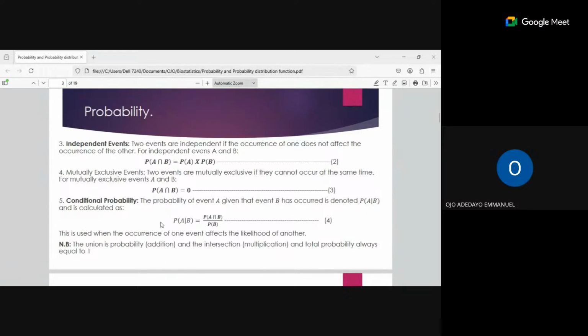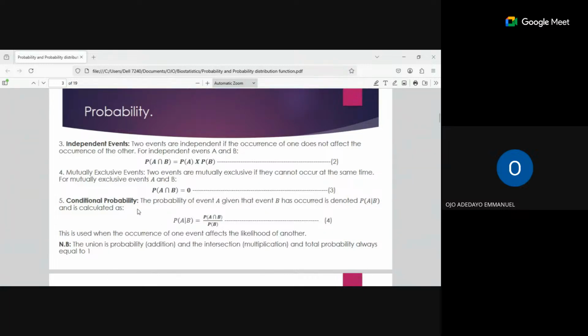Now, another event is what we call mutually exclusive. When we say mutually exclusive, that means that the occurrence of one prevents the occurrence of the second one. That means that two of them cannot occur together. So anytime you have a situation or an event where two of them cannot occur together, it is called mutually exclusive.